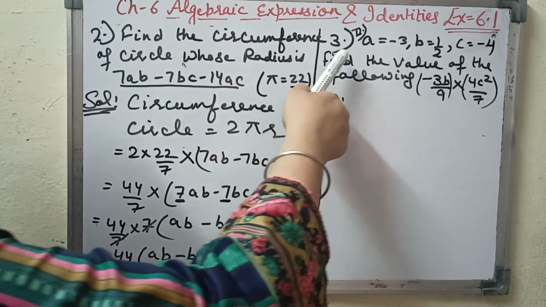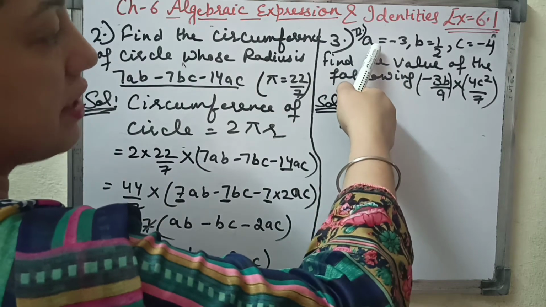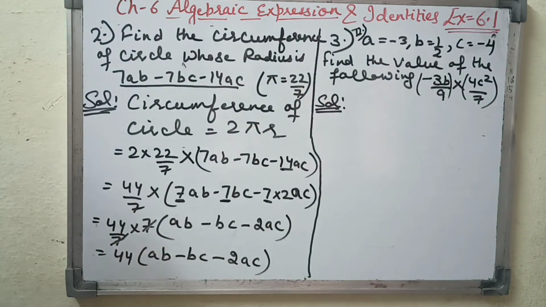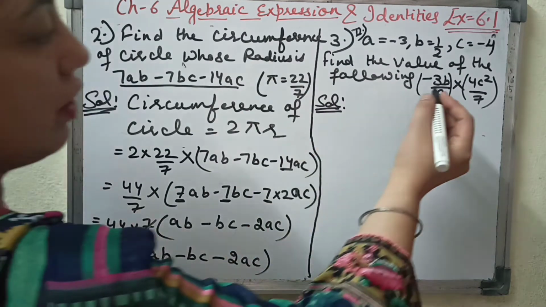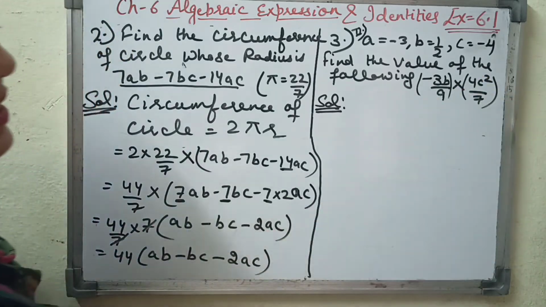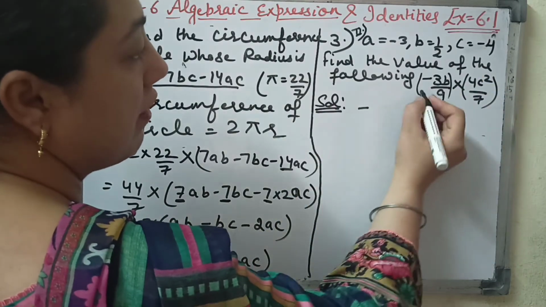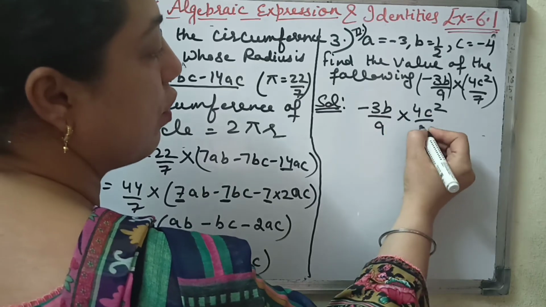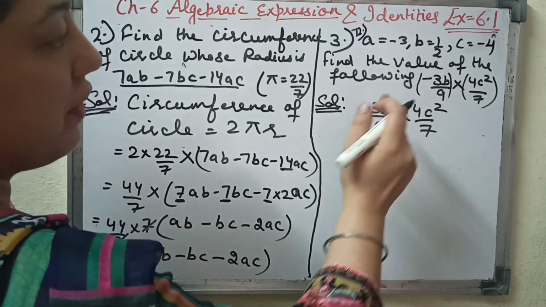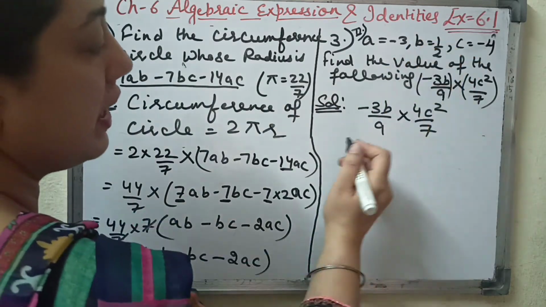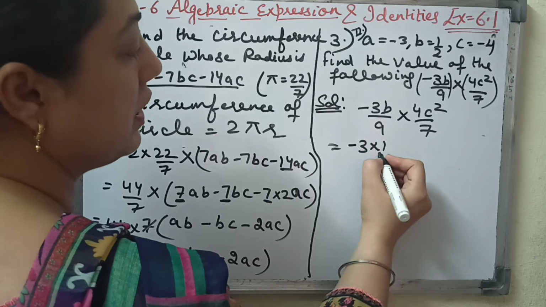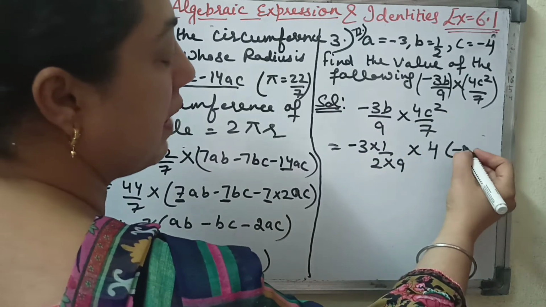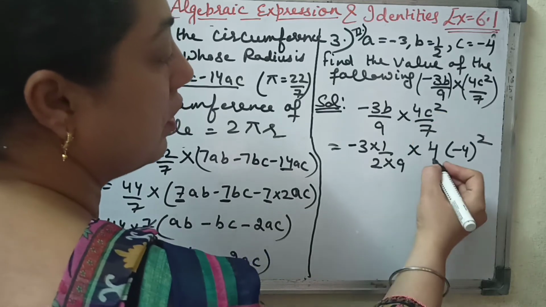Now, sum number 3, second part: the given values are a equals minus 3, b equals 1 over 2 and c equals minus 4. You have to find the value of the following: minus 3b over 9 into 4c square over 7. First of all, write down the expression, that is minus 3b over 9 into 4c square over 7. Now, you have to put the values of b and c here. b is 1 over 2, so it is 1 over 2 multiplied by 9 into 4. c is minus 4, so I simply put the value of c here.